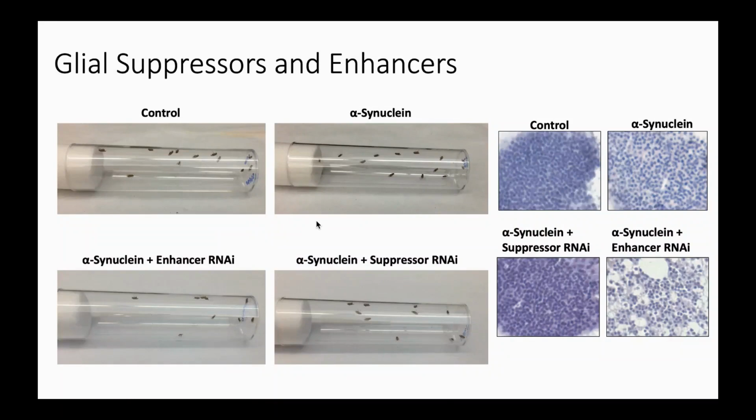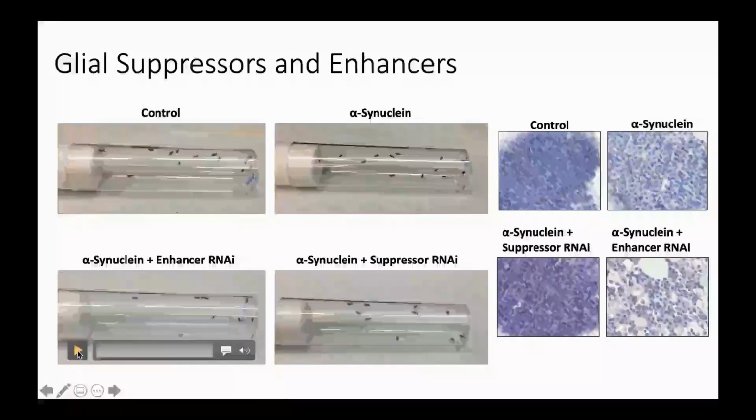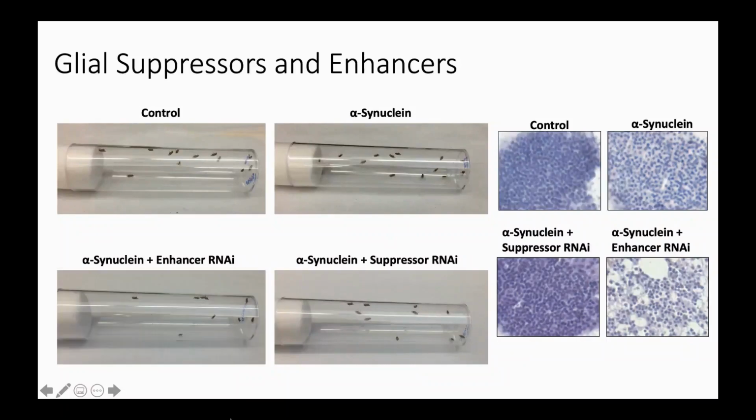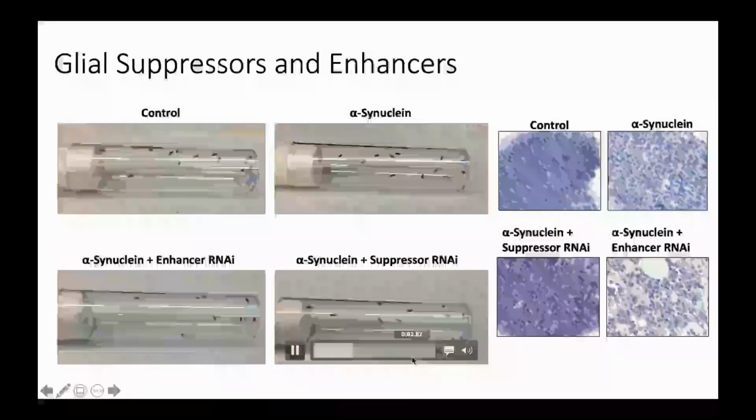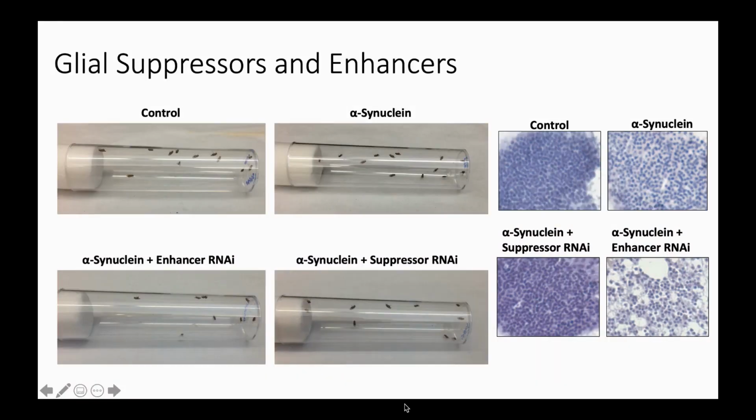If I show you an example of a glial enhancer, so this is a gene when knocked down in glia, you can see that basically the flies pretty much don't move at all. In contrast, if we have a glial suppressor, so a gene, again, only knocked down in glia, you can rescue the entire phenotype and the flies are moving great.